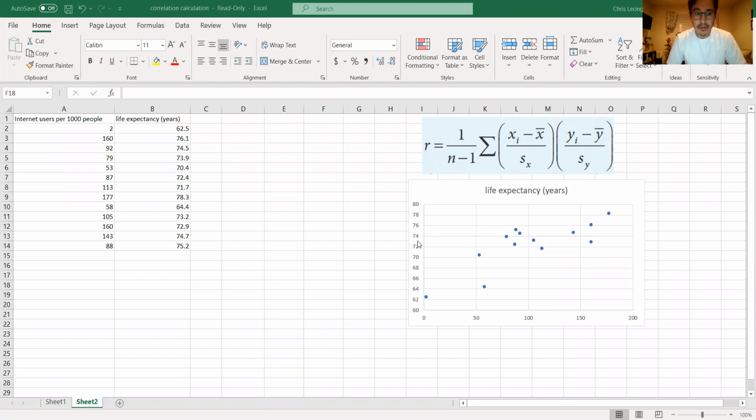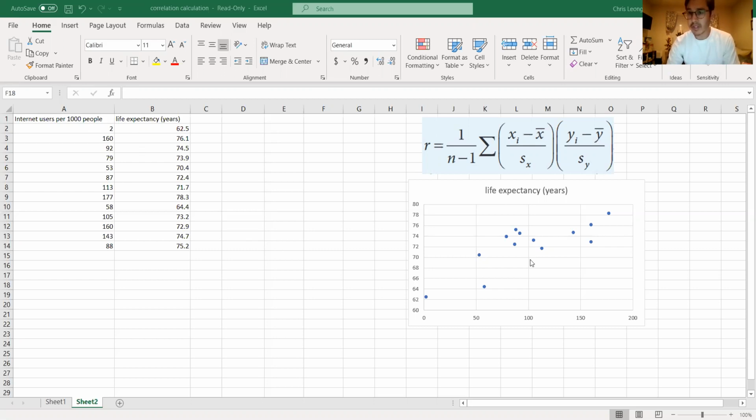All right, so the data set that I've chosen for the calculation is a small data set. It was actually a larger data set, but I just took a subset of it. It's data that came from many different countries around the world, but these ones are mostly developing countries. We recorded two things: the number of internet users per 1,000 people and the average life expectancy for that country, measured in years. And so we have the data here in columns A and B.